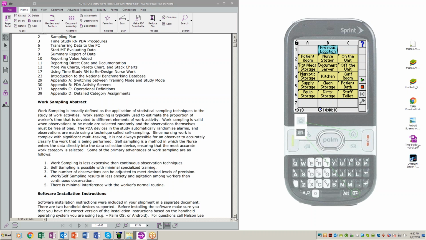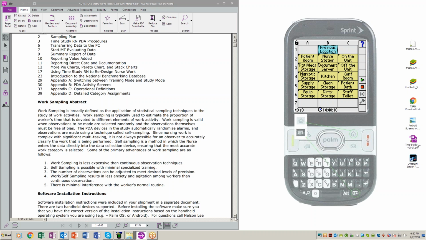Since nursing work is complex with significant multitasking, it's not always possible for an observer to accurately classify the work that is being performed. Self-sampling is a method in which the nurse enters the data directly into the data collection device, ensuring that the most accurate work category is selected.